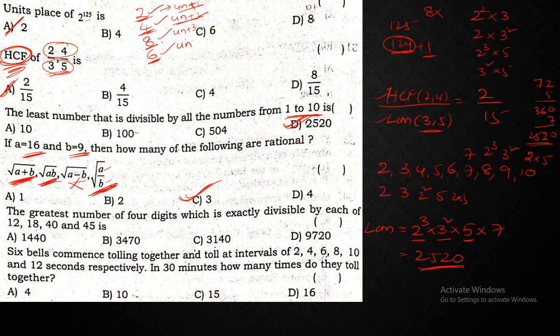Next 3 square, so 3 square is 9 into 5, 9 fives are 45, so 45 into 8. 8 fives are 40, so 4 is carried, 8 fours are 32, 36. So 360, multiples of it we need to consider here. The greatest number is being asked, so 9720.